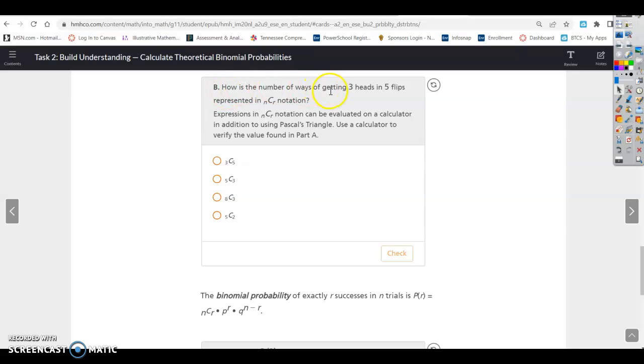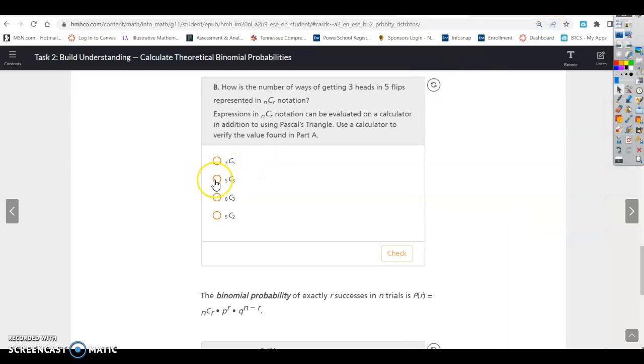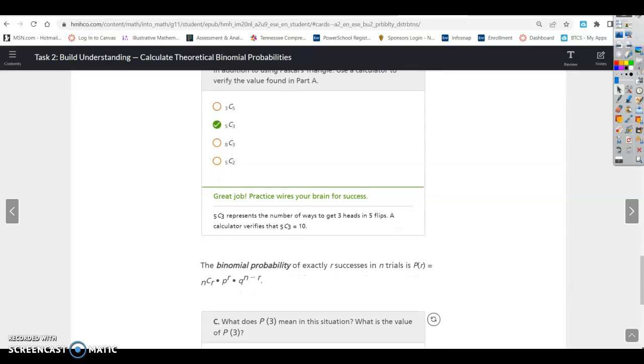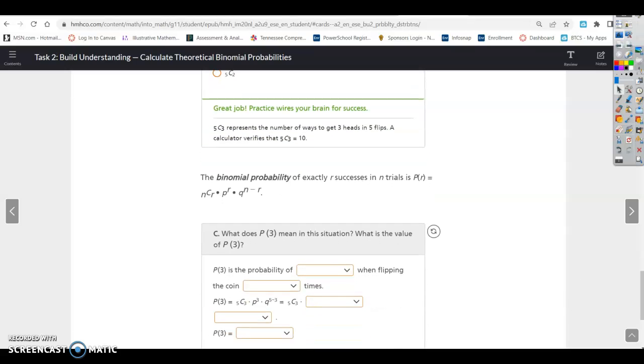It says, how is the number of ways of getting 3 heads in 5 flips represented in nCr notation? That would be 5 combination 3, the 5th row, the 3rd position. So let's do 5, math, probability, nCr, and then 3, and that gives you the 10. So the answer here is going to be 5 combination 3. That's the notation that you want to use, and that's the easiest way to find these, either using Pascal's triangle or your calculator.